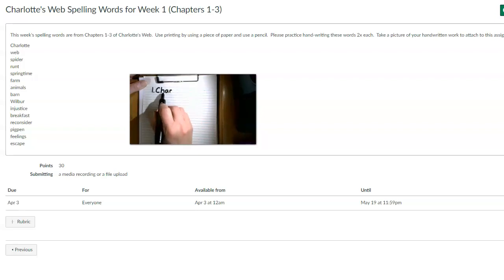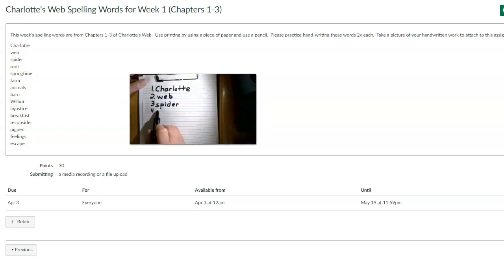Most of the time, CH makes a certain sound, but not in the word Charlotte. Number 2, web. W-E-B. A spider catches her prey in a web. Number 3, that brings us to that word spider. S-P-I-D-E-R.